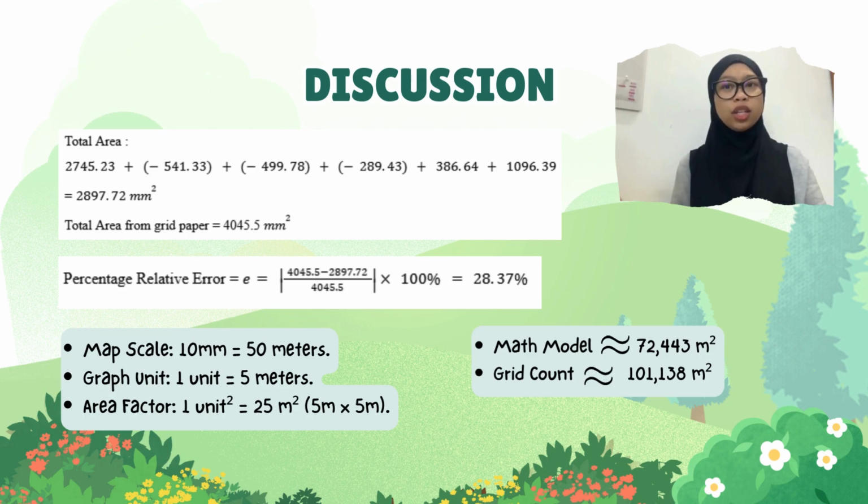This error largely highlights the trade-off between resolution and approximation. The manual grid count is tedious but captures every tiny detail on the hand-drawn map. In contrast, Newton's method generates a smooth and continuous curve. Essentially, the polynomial smoothed out the sharp, irregular edges of the shoreline, which led to a slightly smaller calculated area.